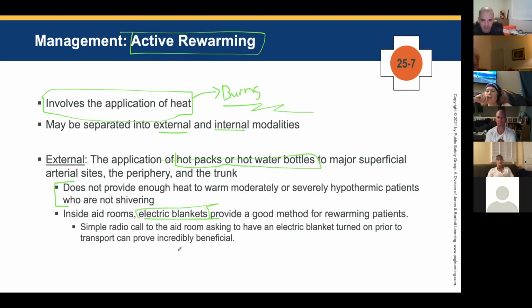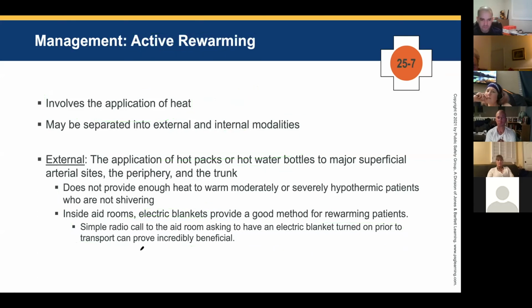Oh, and if you do have somebody who's super cold, make that radio call down to the first aid room. Get that blanket on as quickly as possible to have it ready right when you walk in the door. Which I don't think that we have, even though they recommend this, I don't think we have heated blankets in ski patrol in our first aid room.